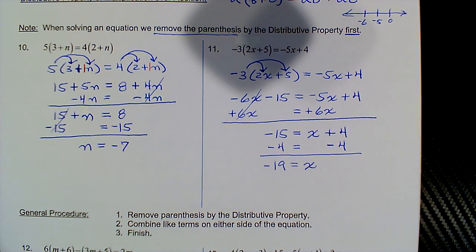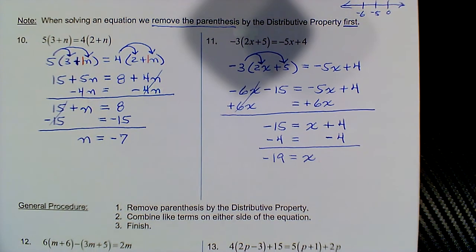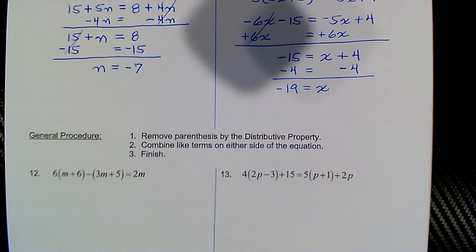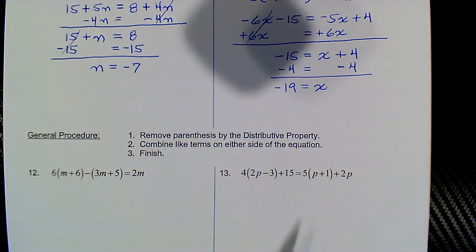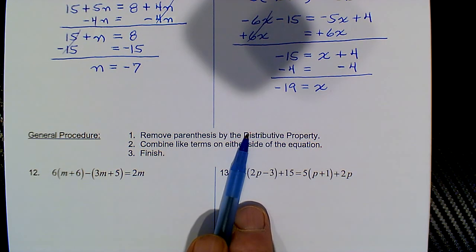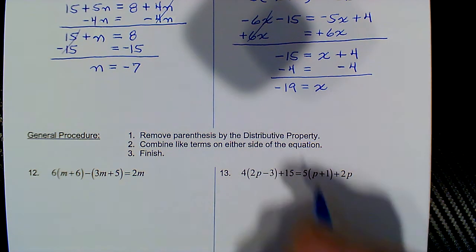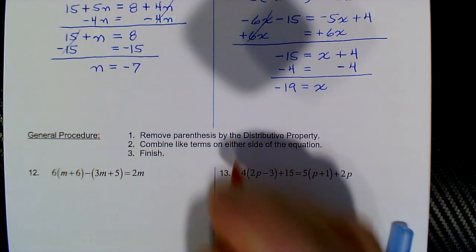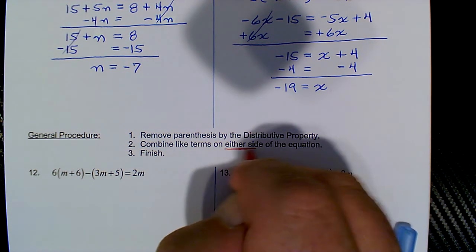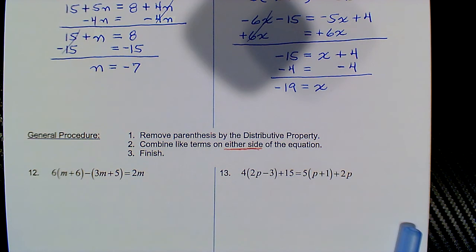Okay, so then a general procedure putting all these concepts together: remove parentheses first by the distributive property, and then combine like terms on either side. Okay, here I said it last time, I didn't stress that, but on either side of the equation. And then I'm just going to say finish.